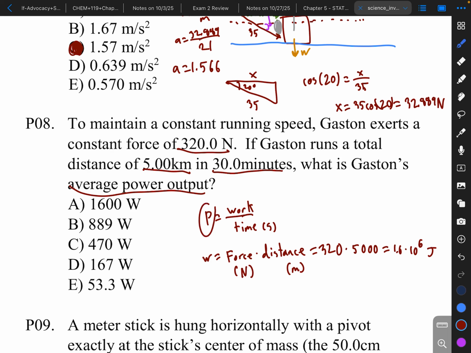But we're trying to find power. So we're going to divide this 1.6 times 10 to the 6th by time. We want time to be in seconds. So 30 minutes converted to seconds, you just multiply 30 by 60. So just solving everything, you would get a power of 888.88, or pretty much 8 infinite, which rounds to 889. So the answer to number 8 is 889 watts. And remember, the unit of power is watts.